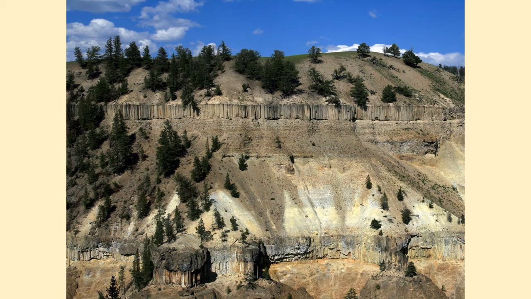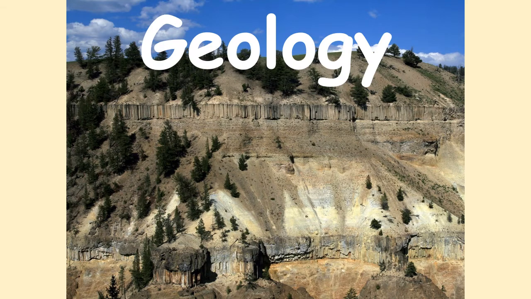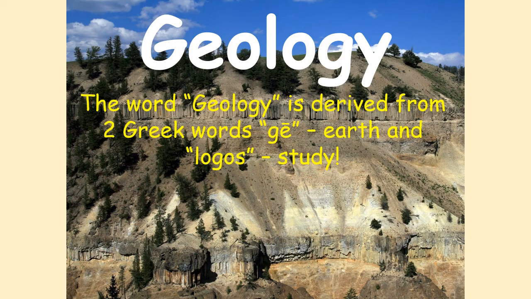So if we look here, this is a canyon, and we can see lots of different layers of rock in that photograph. And each different layer of rock will be made up of a different type of rock. And the study of rocks, or the study of the Earth's crust, is called geology. Geology comes from the word ge for earth and logos for study. So it's the study of the earth.